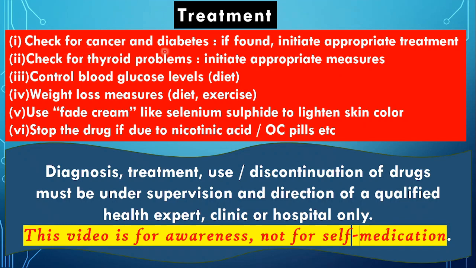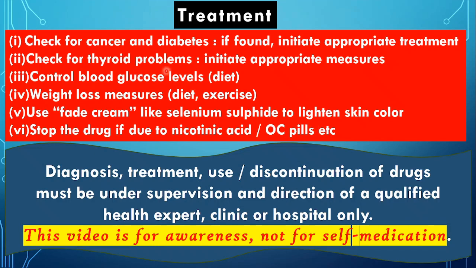So how do you treat it? First of all, check for cancer and diabetes, and if you find cancer or diabetes, then initiate appropriate treatment. Check for thyroid problems, and if you find thyroid problems, then initiate appropriate measures. Control blood glucose level by proper diet. Weight loss measures: in case of obesity, weight loss using diet and exercise. Use fade cream like selenium sulphide to lighten skin color. And stop the drug if it is due to nicotinic acid or OC pills or glucocorticoids.